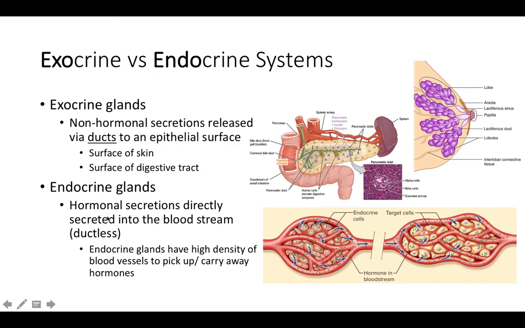Because endocrine glands, on the other hand, release hormones only. They're only releasing hormones, and those hormones are going into the internal environment, so directly into the bloodstream.